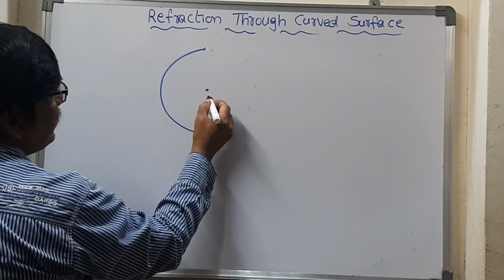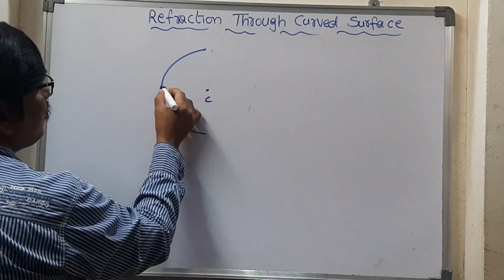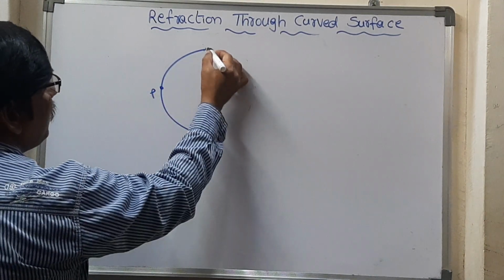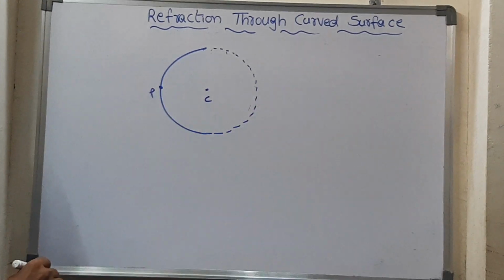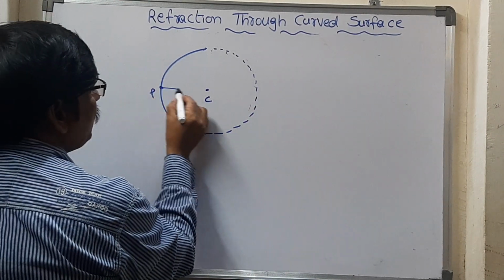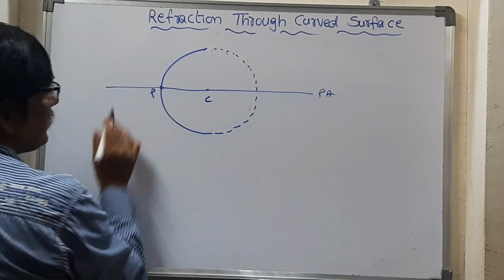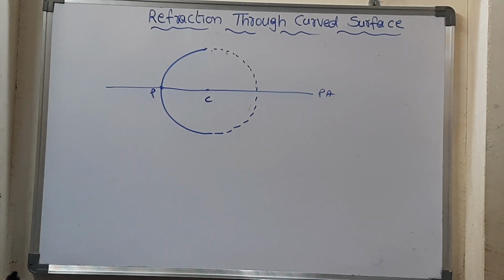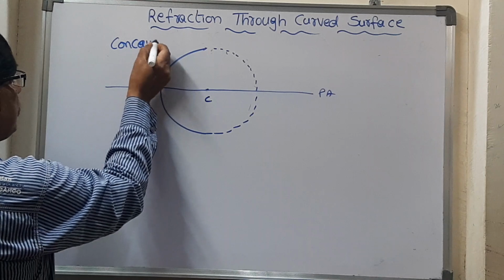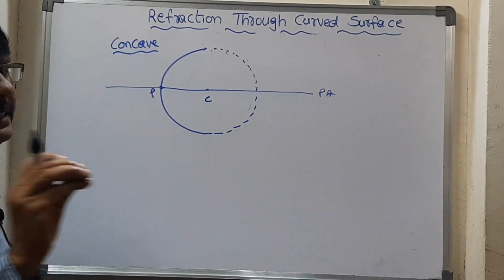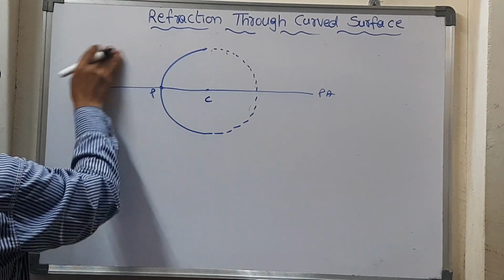Here this time we will take this as the center, and this is what we are calling P, the pole. Again these two are connected by an imaginary line which we are calling the principal axis. Is it okay? What do we call this one? This is what we are calling a concave surface. Single curved concave surface. I will write this one.